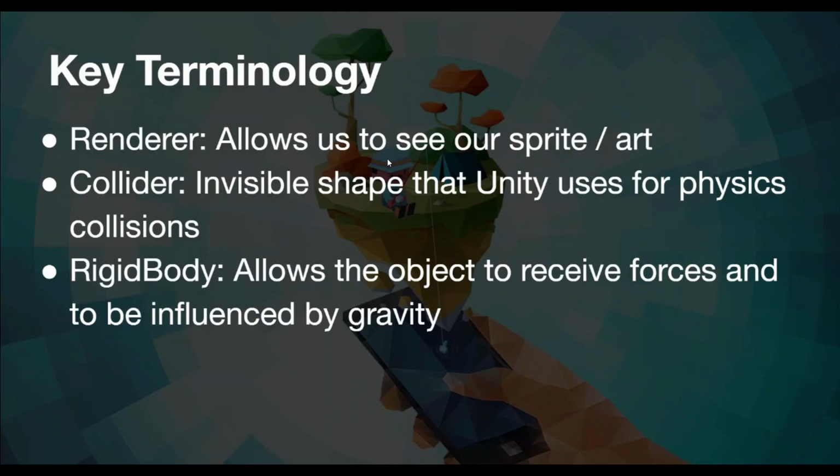Renderer allows us to see our sprites. Basically it is a component which helps us to see our sprite, which is made in any external tool like Blender. Then comes a collider. It is an invisible shape that Unity uses for physics collision. We can't see this collider, but it helps us to collide the sprites with each other. Then finally comes a rigid body. With the collider, we can collide the objects, but we can't move the objects. For moving the objects with the physics system, we use the rigid body component.